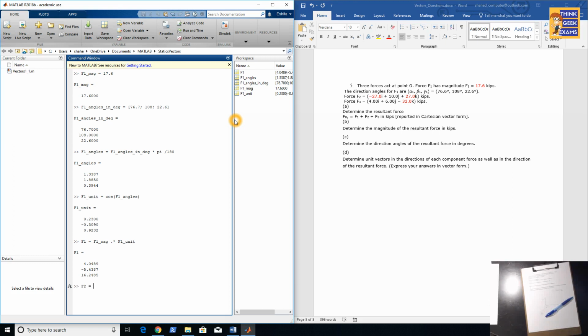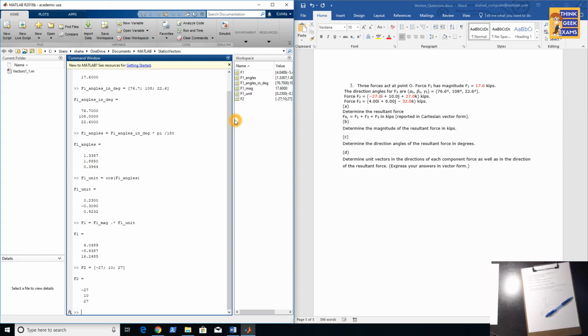F2 is given as minus 27, I forgot the vector, plus 10J plus 27, and that's our F2. And finally F3 is 4, 6, and minus 32. So that's our F3. So we have all three vectors.